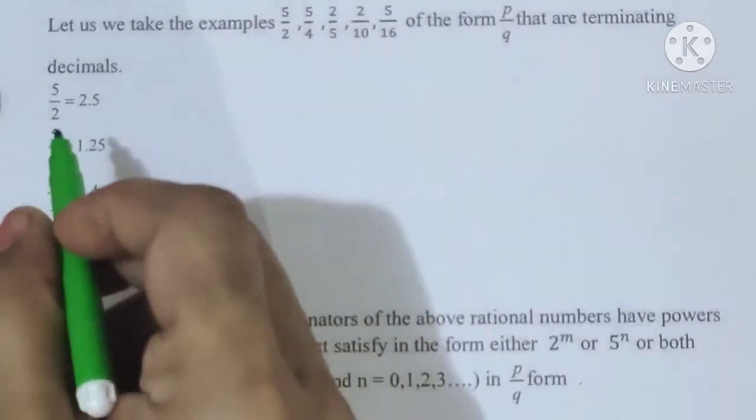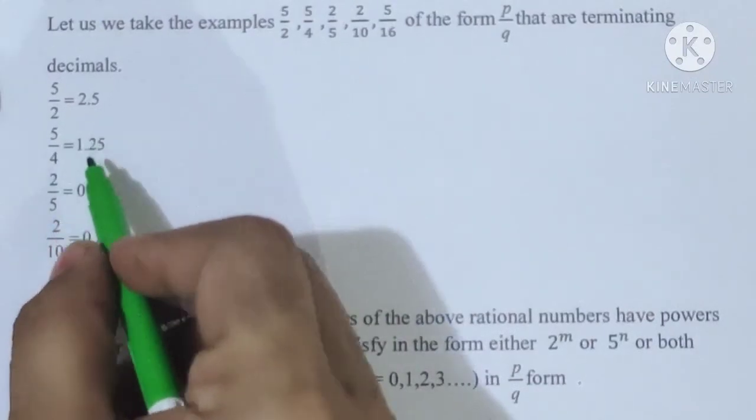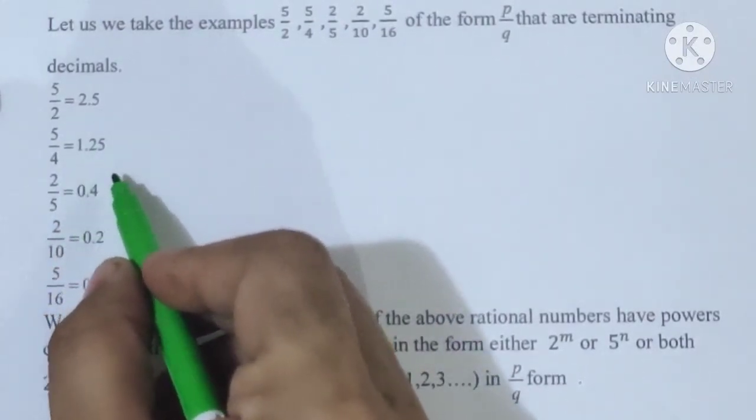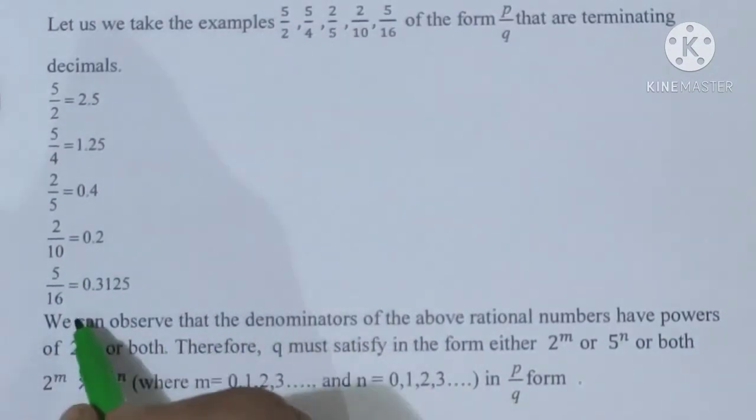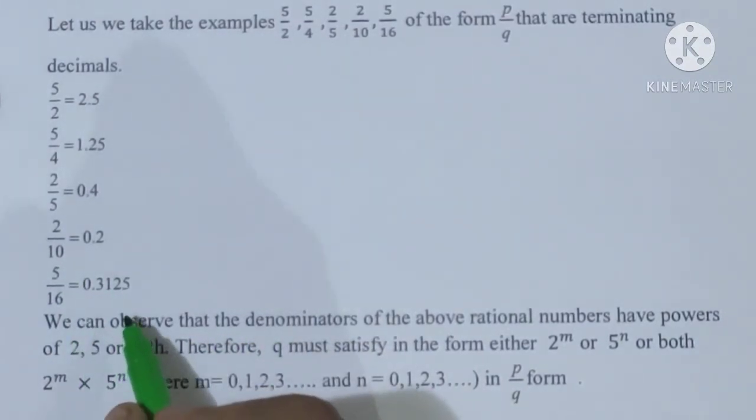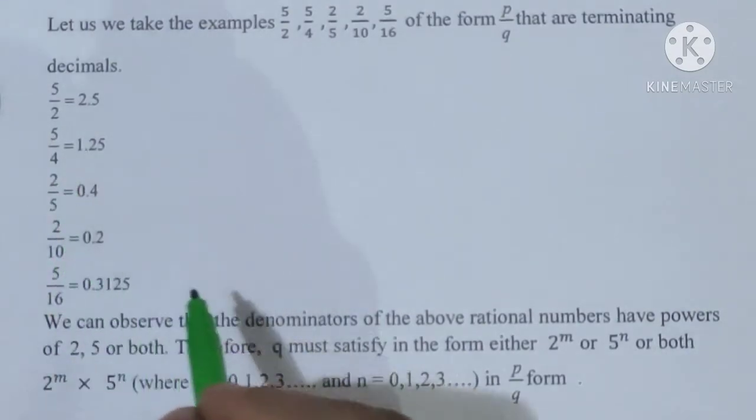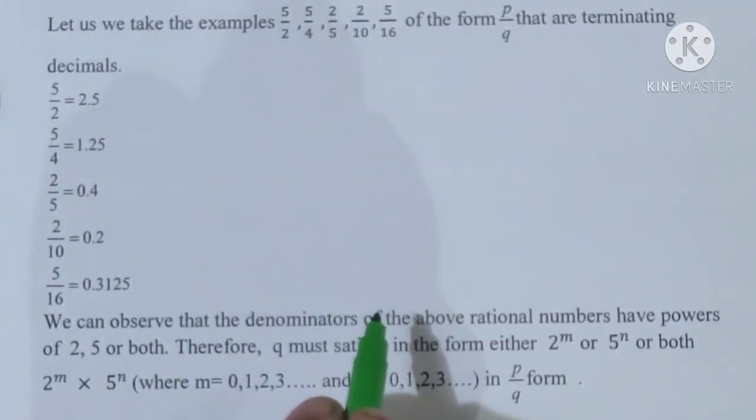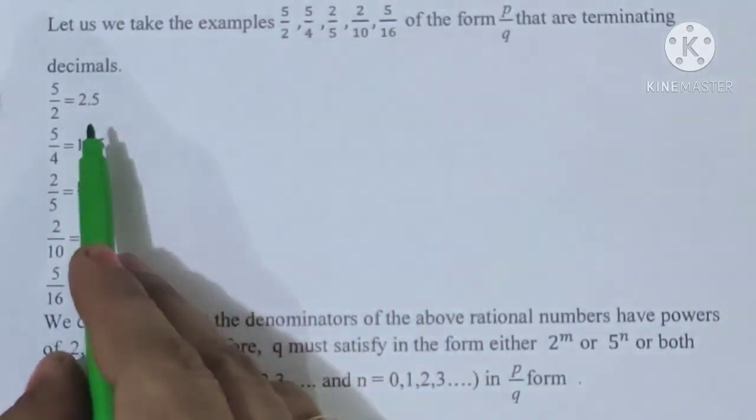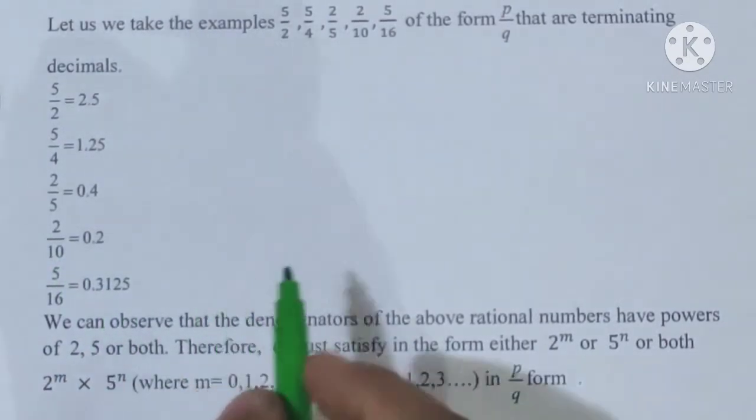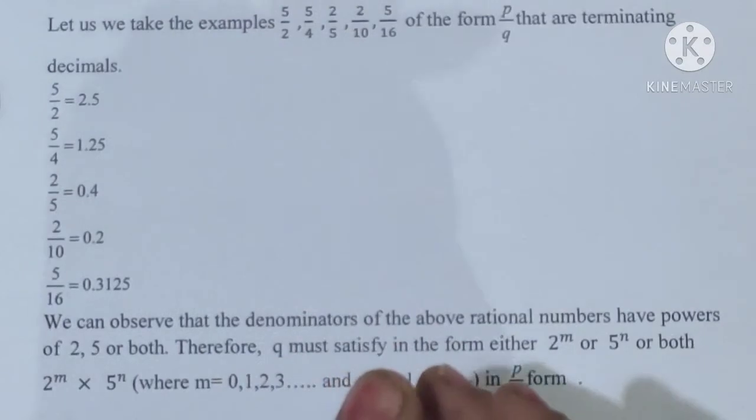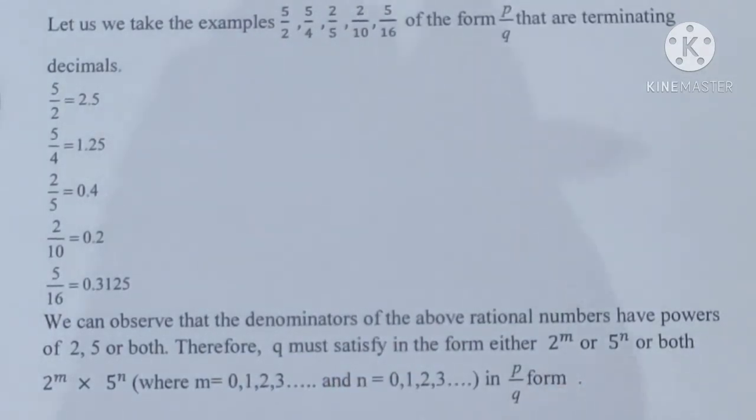So 5 by 2, when we divide, the answer is 2.5. 5 by 4, 1.25. 2 by 5, 0.4. 2 by 10, 0.2. 5 by 16, 0.3125. That means all these cases are examples of terminating decimals only. The decimal expansion for these rational numbers is terminating. Now let us see if any property or pattern can be seen in the denominator when we consider this type of rational numbers.